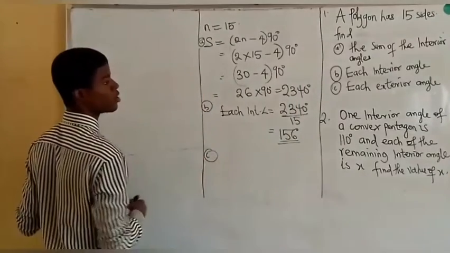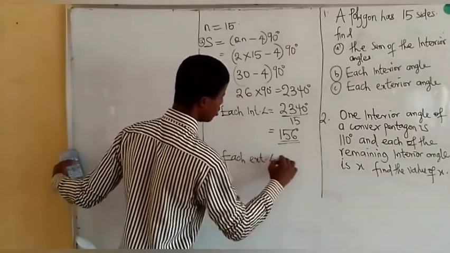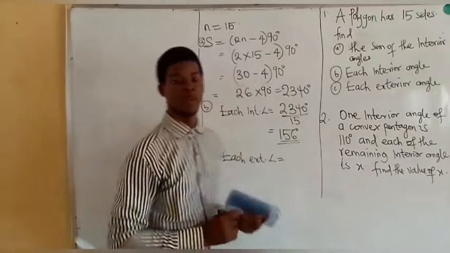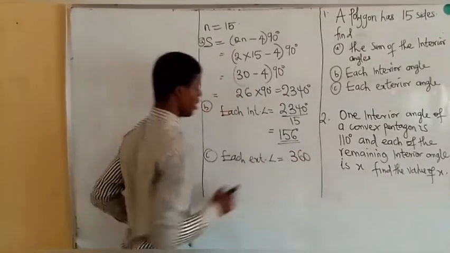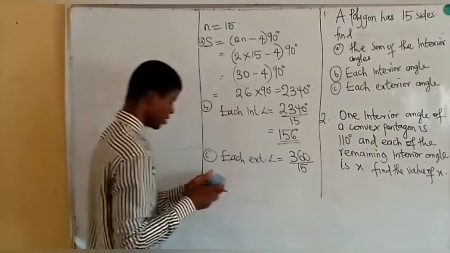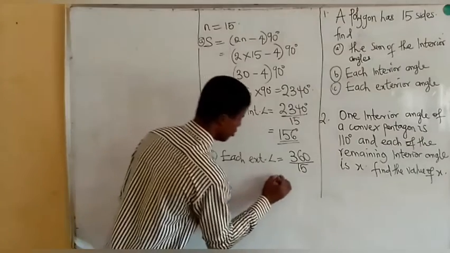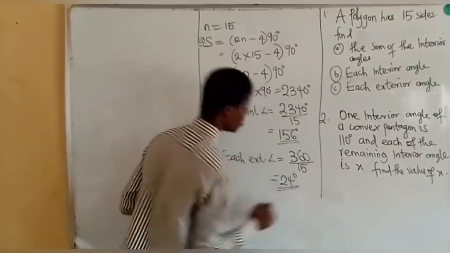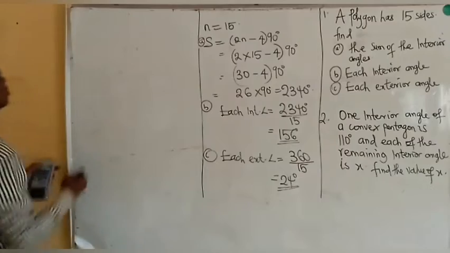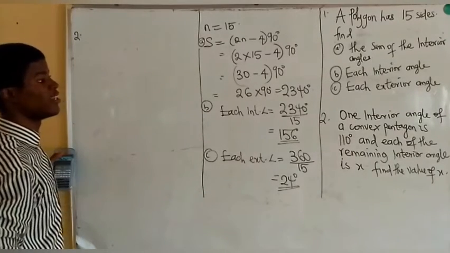The third one says each exterior angle. Each exterior angle is equal to what? I told you that the sum of exterior angles of an n-sided convex polygon is 360 degrees. So each exterior angle is equal to 360 degrees over number of sides. That's 15. So 360 divided by 15 will give me 24 degrees. So as far as this problem is concerned, each exterior angle is 24 degrees.